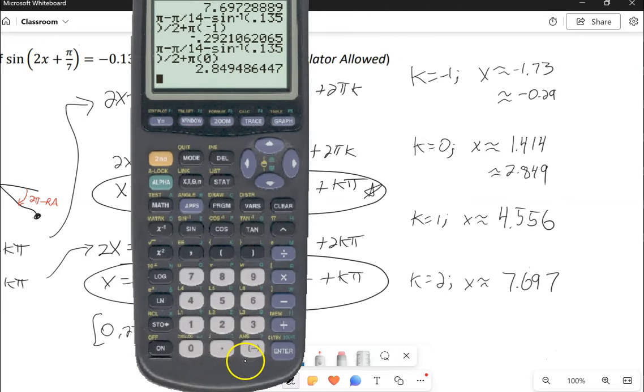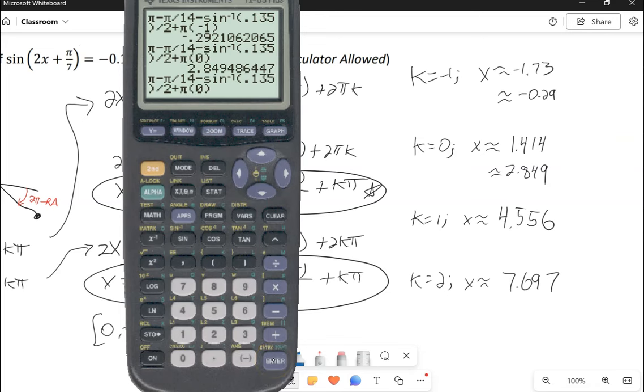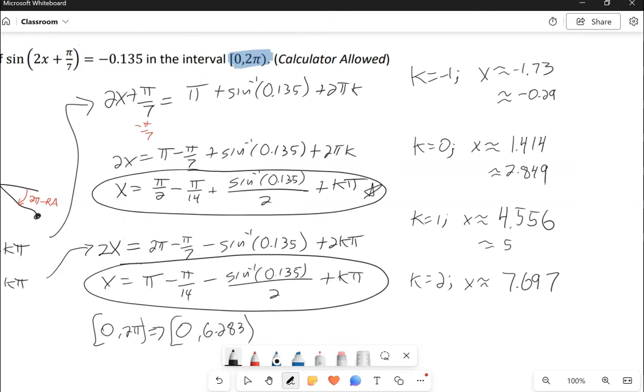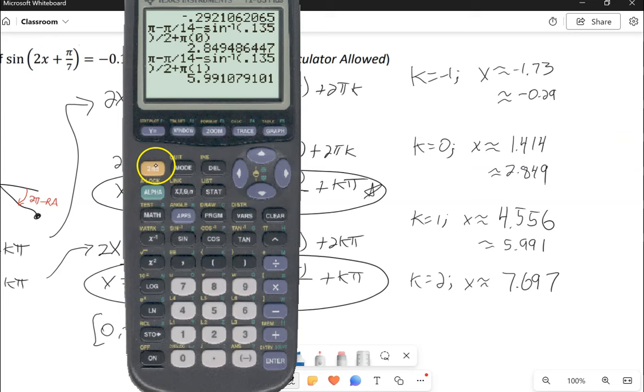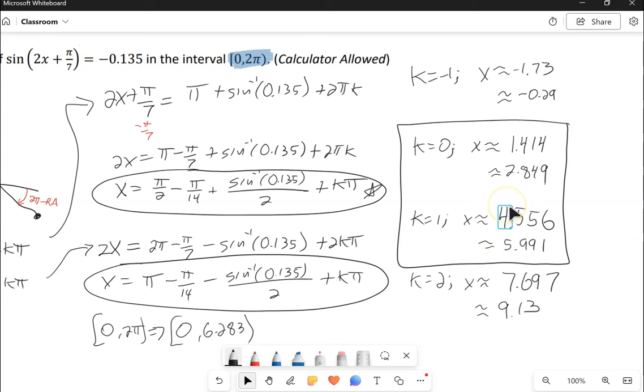I don't know what they wanted us rounding this to. It says using a calculator is allowed, although we could write our answers in exact form. Let's let k equal 1. 5.991. That's still good, 0 to 6.28. And this one will probably be too big if I let k equal 2. Yeah, 9.13. So these are the values that give us the final answers that we're looking for.